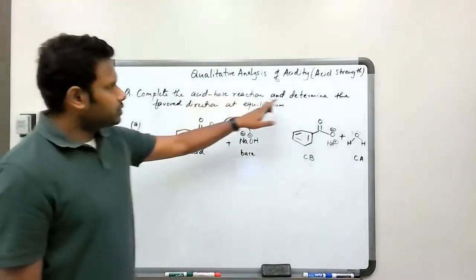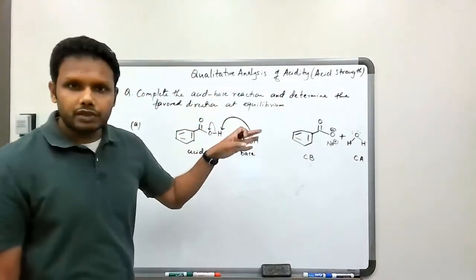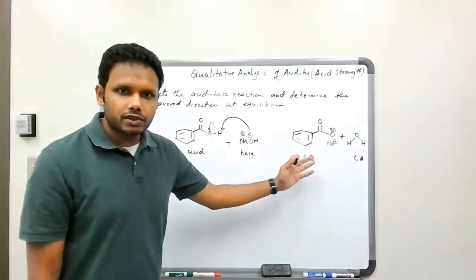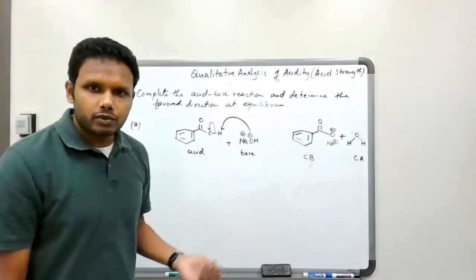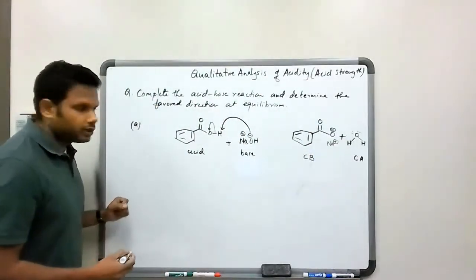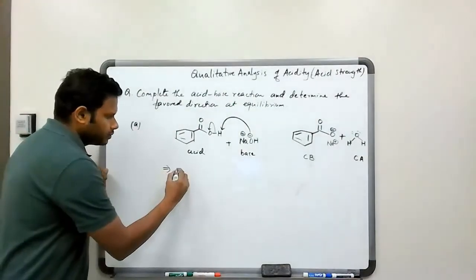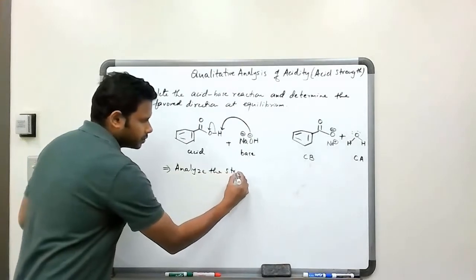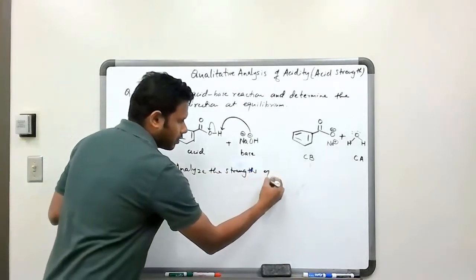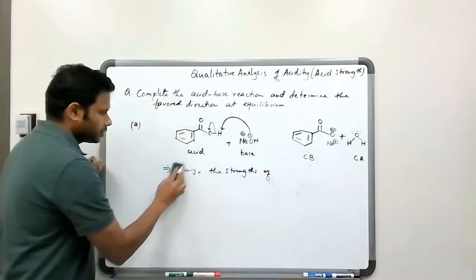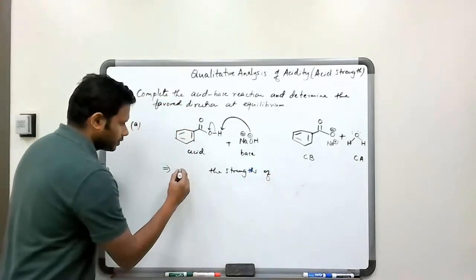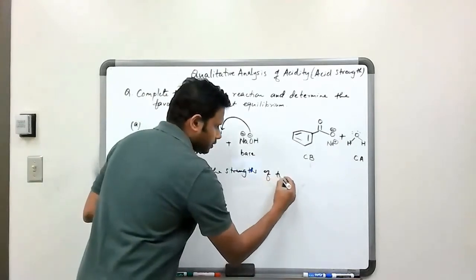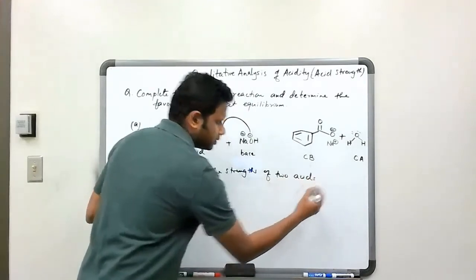The next thing we have to do is determine the favored direction at equilibrium. That means we have to predict whether this reaction is favored in the forward direction or in the backward direction. And so to do that, we have to analyze or compare the strengths of the 2 acids here.